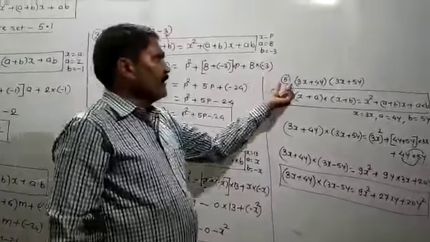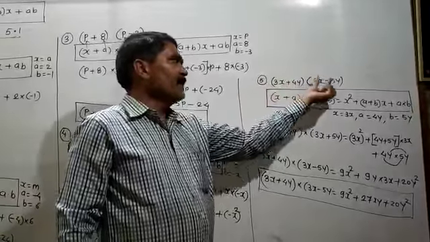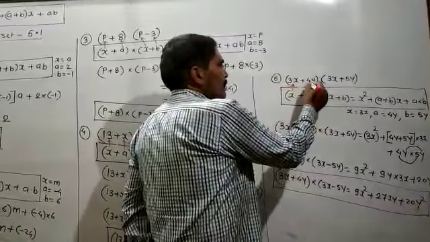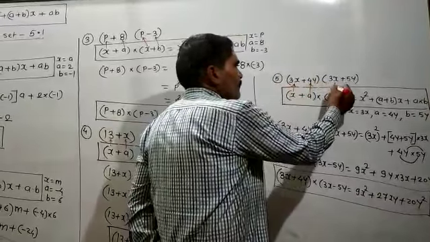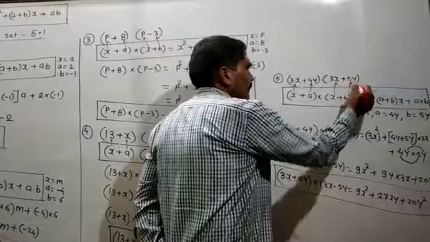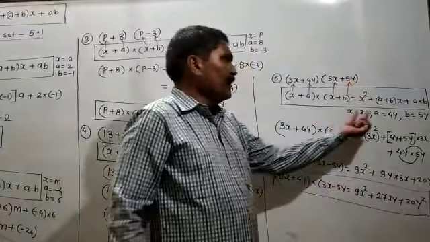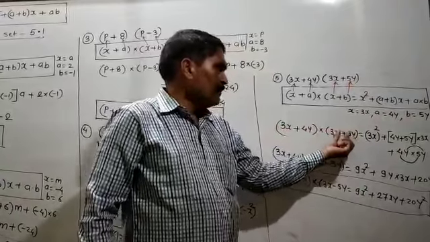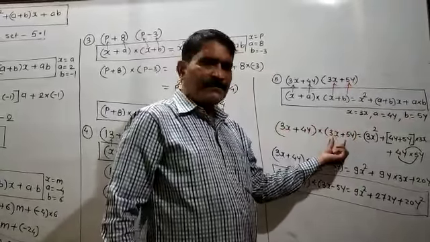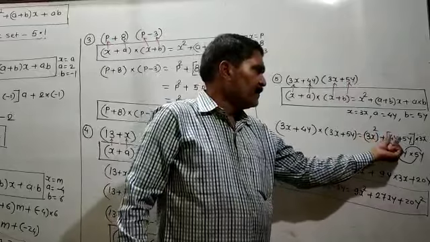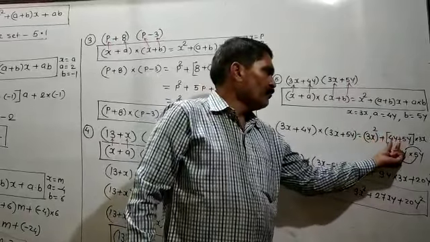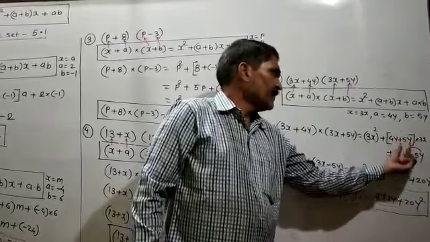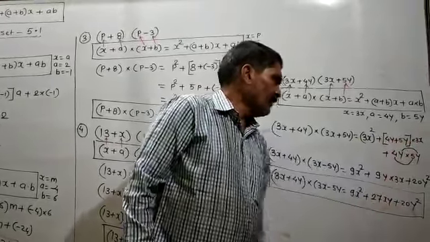Then you have to come to example number 5, (3x + 4y)(3x + 5y). You have to say that x is equal to 3x, a is equal to 4y, and b is equal to 5y. You have to put these values of x, a, and b in the given formula. (3x + 4y)(3x + 5y) is equal to (3x)² plus a + b, means 4y + 5y, into 3x, plus a multiplied by b, means 4y multiplied by 5y.